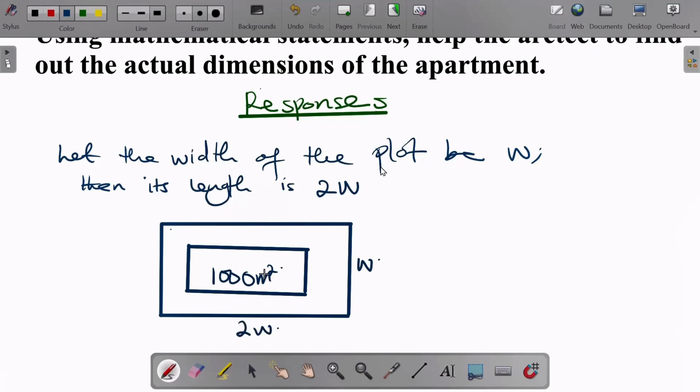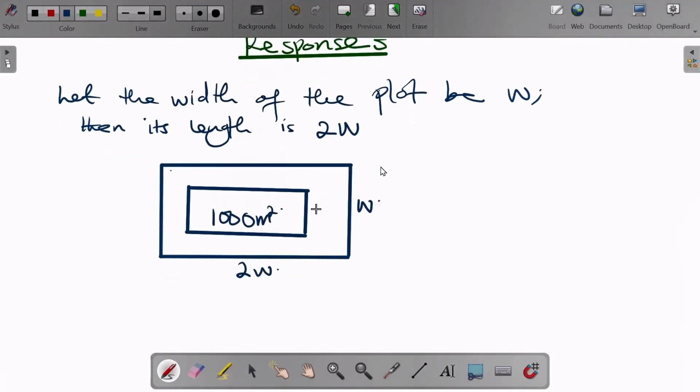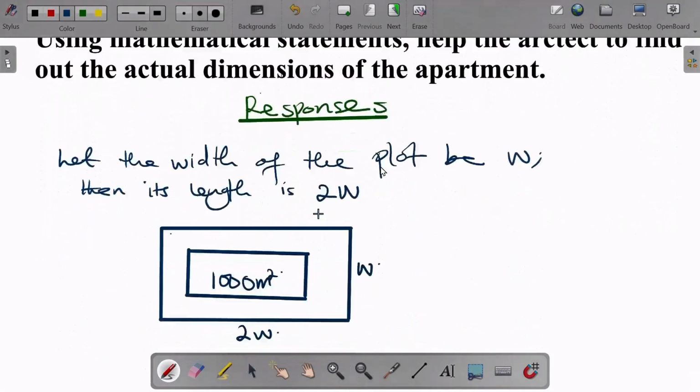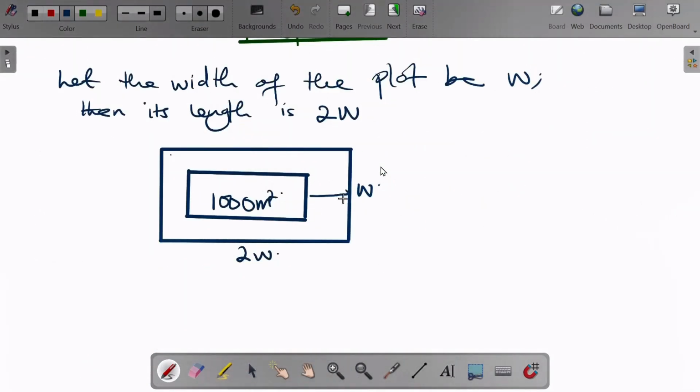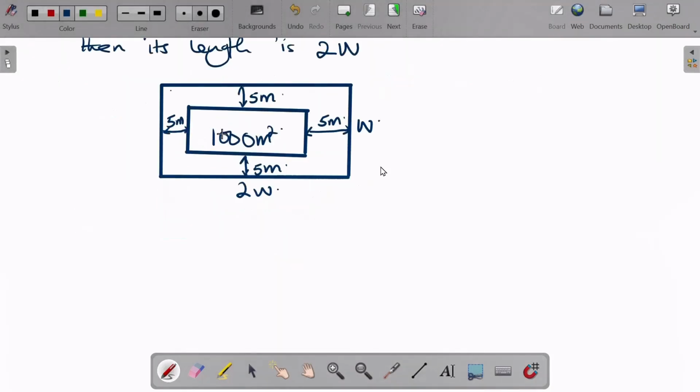They say that the apartment is to reduce the plot by 10 meters. That means from here to there, it's going to be 5 meters. Also from here to there, it is 5 meters. Also here, 5 meters. Likewise, from here to there, 5 meters. And they want us to find the actual dimensions of the apartment inside here, whose area is 1000 meters square. That means we need to first find the width of the apartment and then the length of the apartment in terms of W.